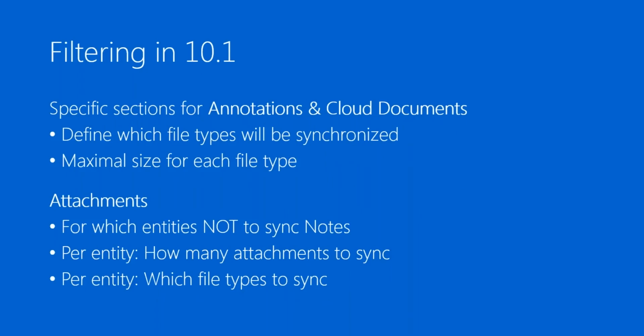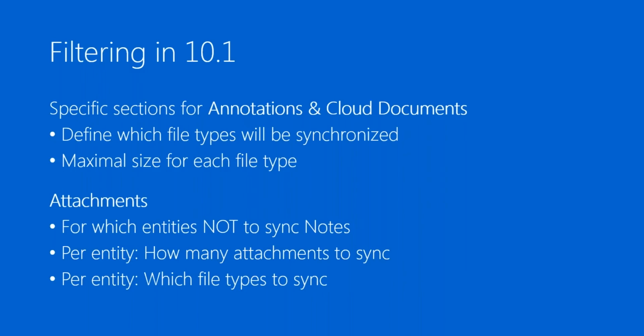You can define which file types will be synchronized, and for each file type you can define the maximum size of such a file, which will be downloaded during synchronization. The users can download that file on demand when they have connectivity. For attachments, we have even more.